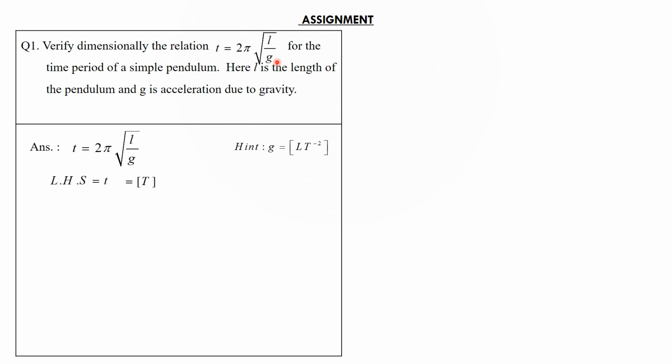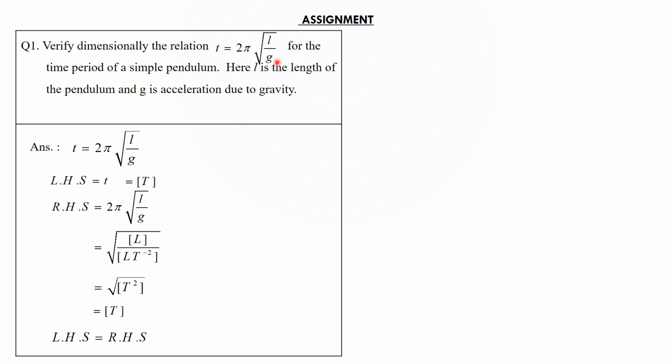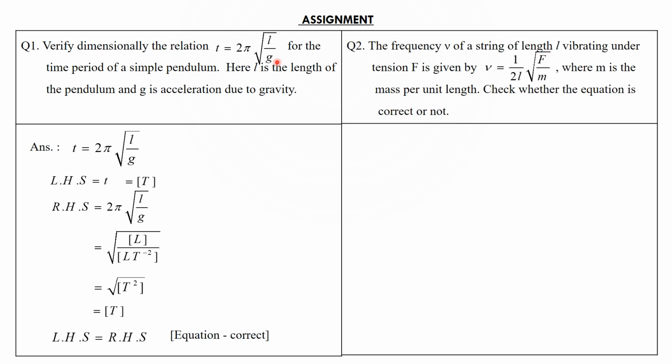LHS is T, so having dimension T. RHS is 2 pi under root of L by G. 2 pi being a number, no dimensions. Let's put the dimension of L and G. We put the dimension. Okay, L gets cancelled out. T goes to numerator. T square comes out of this under root. It becomes T. Okay. So LHS equal to RHS. This is dimensionally correct.